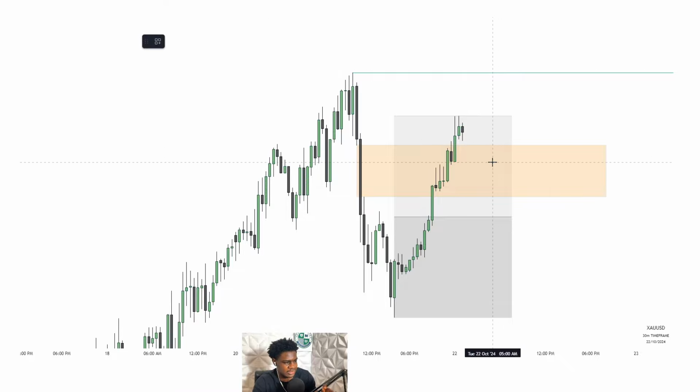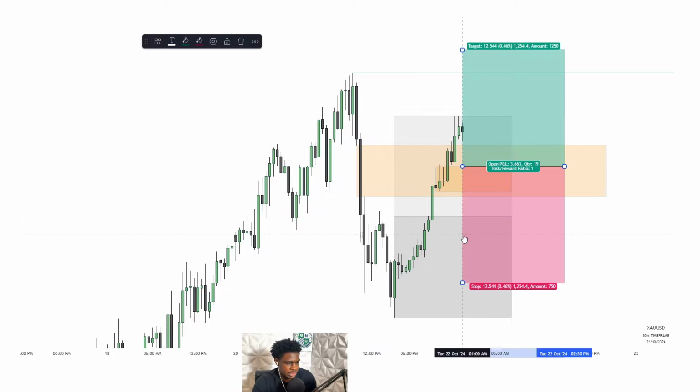As well, inside of this inversion fair value gap, we can identify this order block level just down here. So this would be classified as a nested PD array. As we can see, we have this inversion fair value gap level, and inside of it we have this order block level above the 50%. This would be a very, very solid entry here, right?